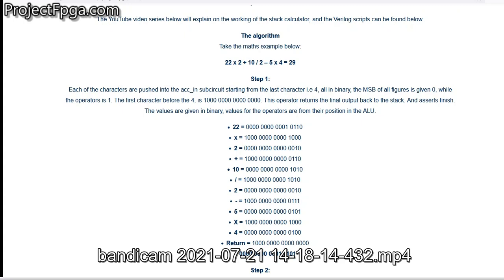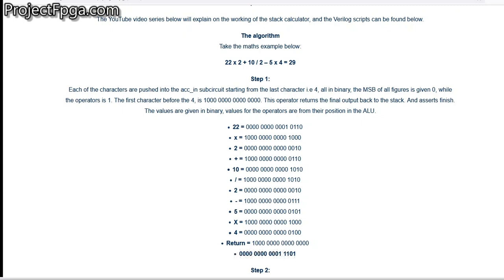Welcome again. In this tutorial, I'll be showing you how the algorithm works. So, given this particular math problem, 22 times 2 plus 10 divided by 2 minus 5 times 4 equals 29.